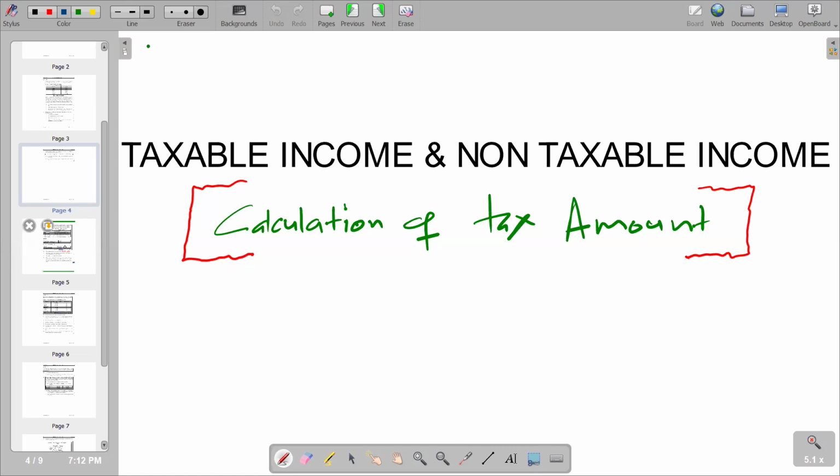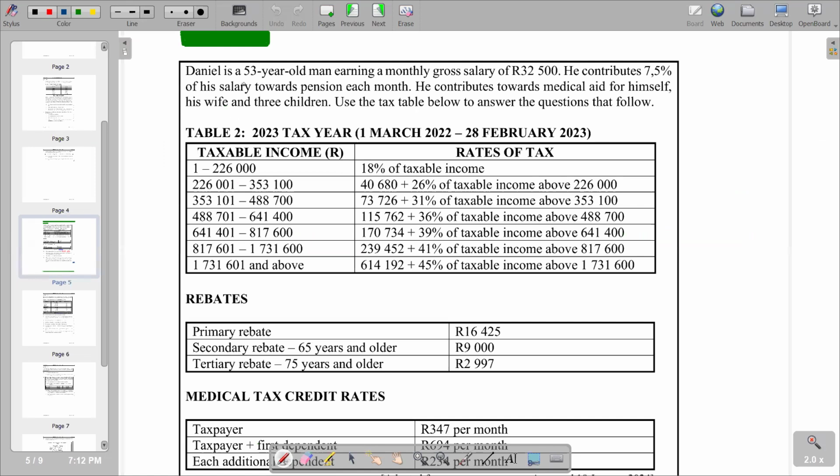So going to the question, this is our question: Daniel is a 53-year-old man earning a monthly gross salary of 32,500 rands. He contributes 7 for each month. He contributes towards medical aid for himself. Use the tax table below to answer the questions that follow.